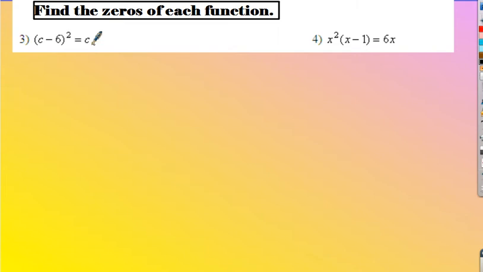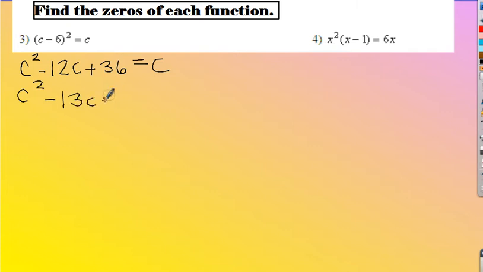For this next one, again, it's not set equal to 0, so we are going to have to square out c minus 6. And if you remember the pattern, you'll get c squared minus 12c plus 36. We do need it set equal to 0, so we are going to subtract the c, which will give us c squared minus 13c plus 36, and that does equal 0.